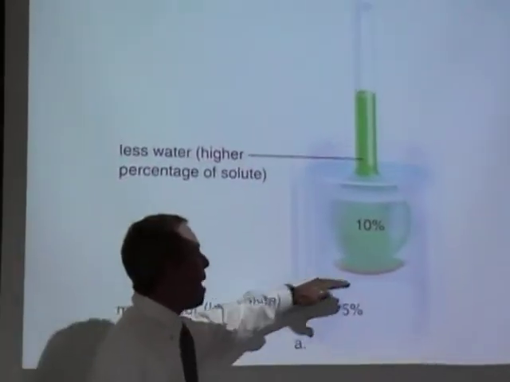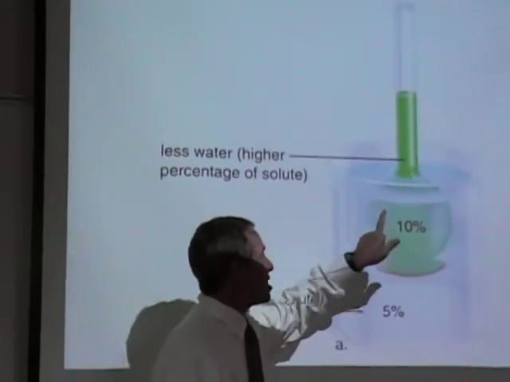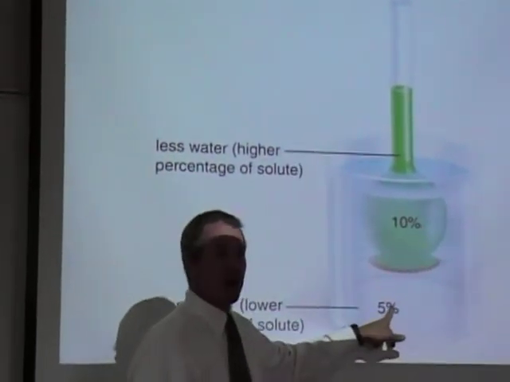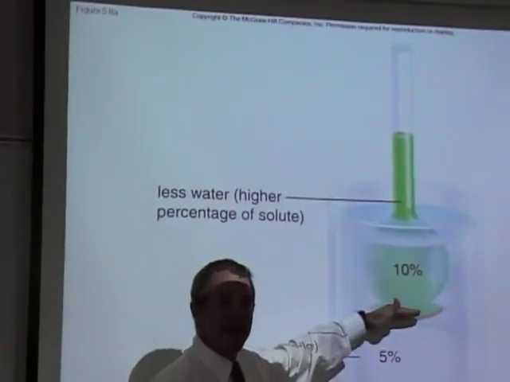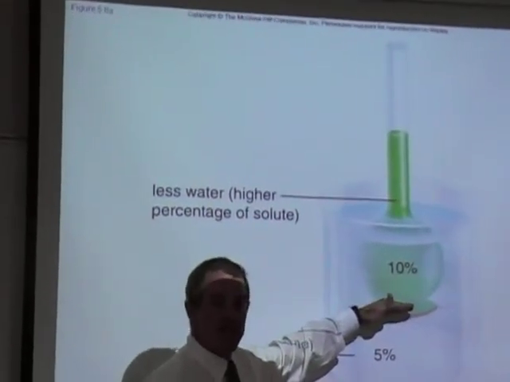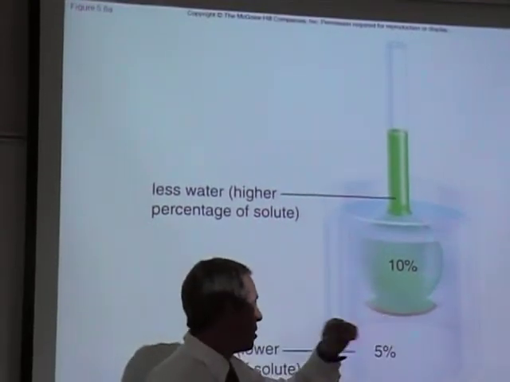So what do you think is going to happen in this situation? This is high sugar, this is low sugar. Sugar cannot cross the membrane. Y'all got to use your brains here. If you're not paying attention, you're not going to be able to get this.